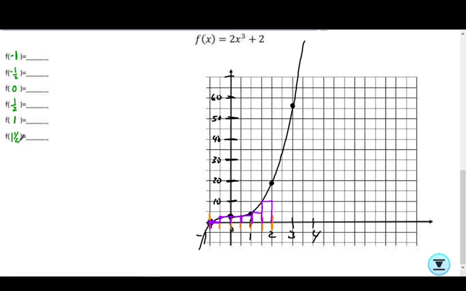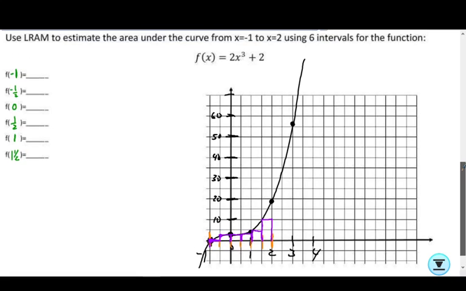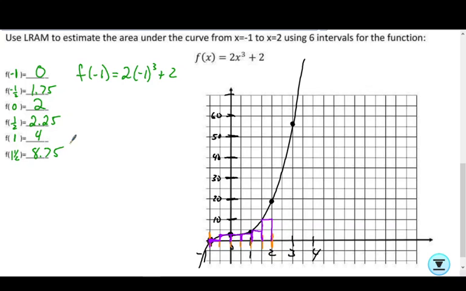Okay, so then again, we plug these values into our function. So we're plugging it into f of x. So like f of -1 equals 2 times -1 cubed plus 2, which gives us 0. And then you plug in -1/2, and you get 1.75. Plug in 0, you get 2. Then 2.25, 4, and 8.75. Okay, so these are the heights of all my rectangles.